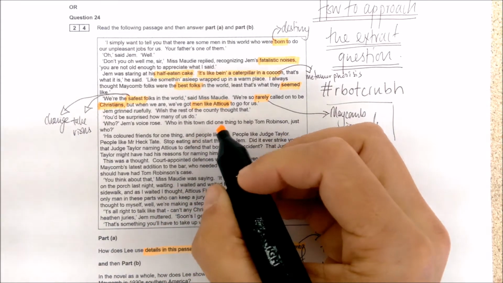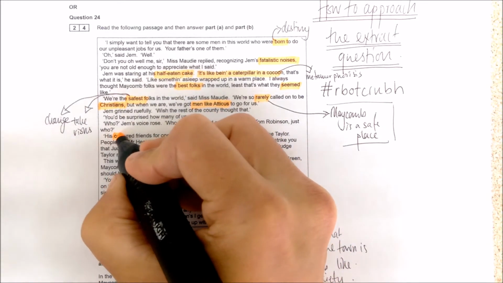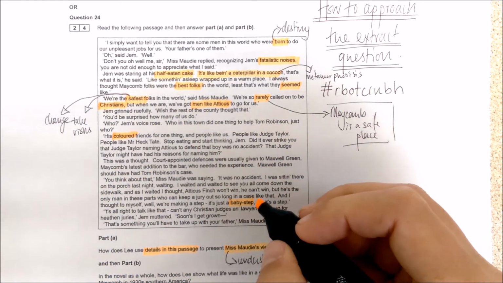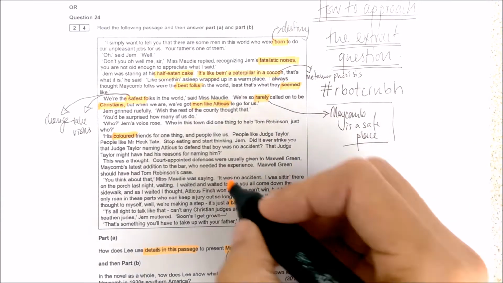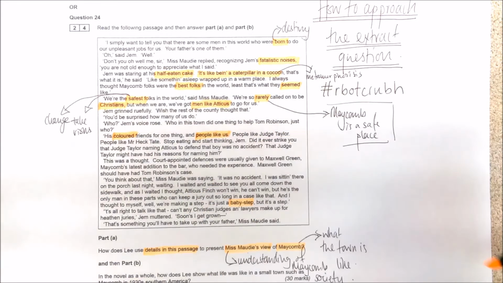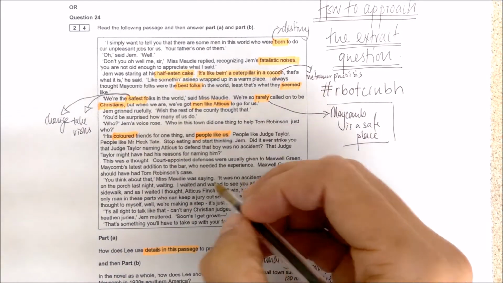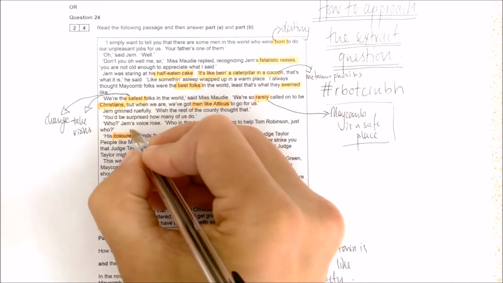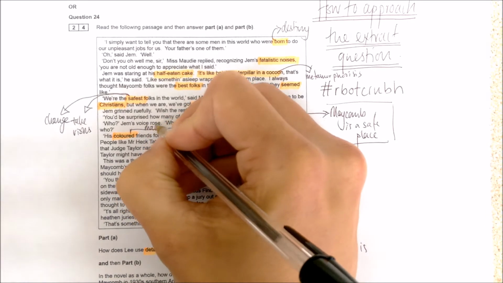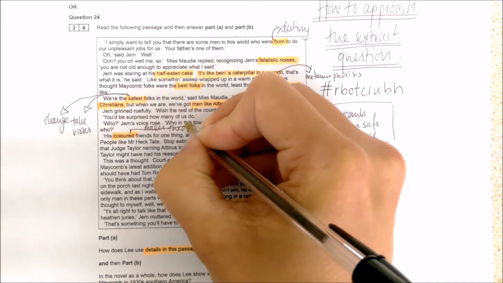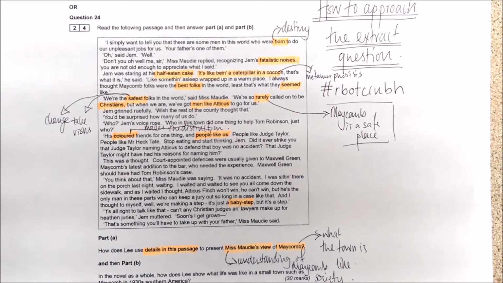Moving down through the extract, I'd probably pick out the fact that even though she's one of our forward-thinking characters, even though we've got language that links to this idea of metamorphosis and change, she still refers to Tom Robinson's coloured friends and people like us. So despite the fact that she's quite progressive thinking, she still makes the distinction. Equality hasn't quite hit yet.